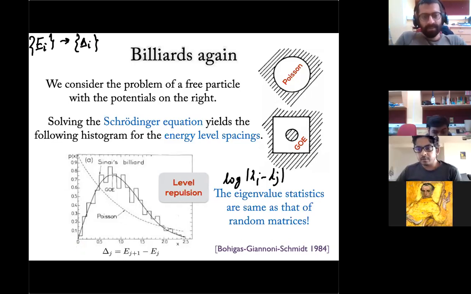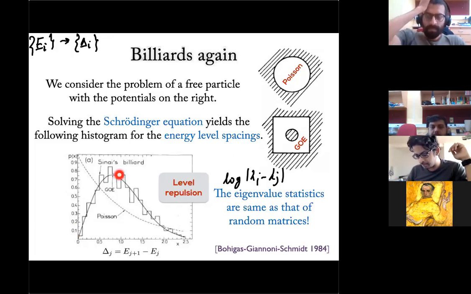I'm trying to understand. So I understand when the level spacing goes to zero, then there's basically no delta j's, which means that the eigenvalues cannot lie close to each other. That's what it is saying. That's one of the features of this distribution, but more importantly the functional form is well fitted by the level spacing distribution for a GOE. And it is a functional form, which is called the Wigner-Dyson distribution. We'll see in a couple of slides, and this is a good fit.